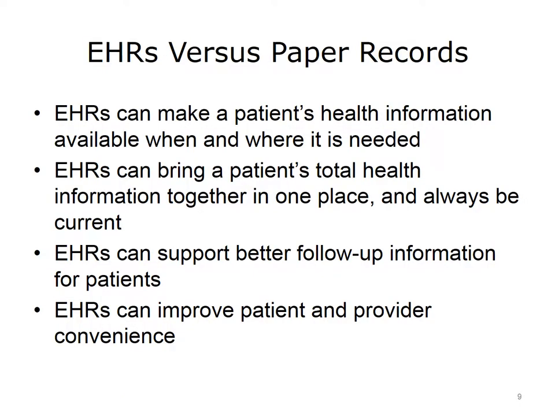According to a Centers for Medicare and Medicaid Services fact sheet, Electronic Health Records at a Glance, electronic health records improve care by enabling functions that paper records cannot deliver. These include: EHRs can make a patient's health information available when and where it is needed. It is not locked away in one office or another. EHRs can bring a patient's total health information together in one place and always be current. Clinicians need not worry about knowing the drugs or treatments prescribed by another provider, so care is better coordinated.